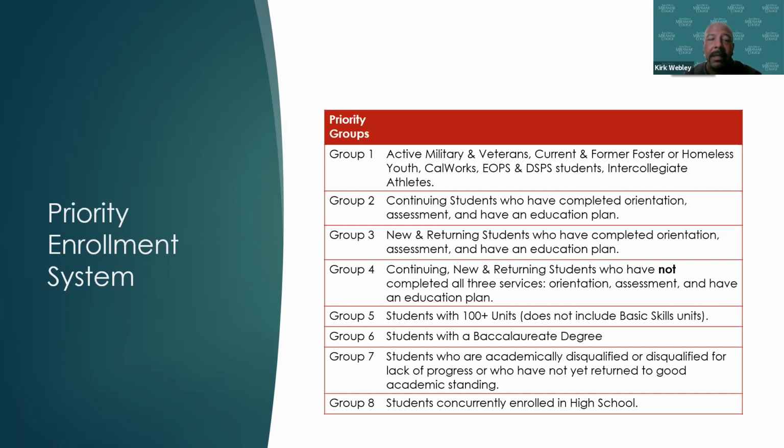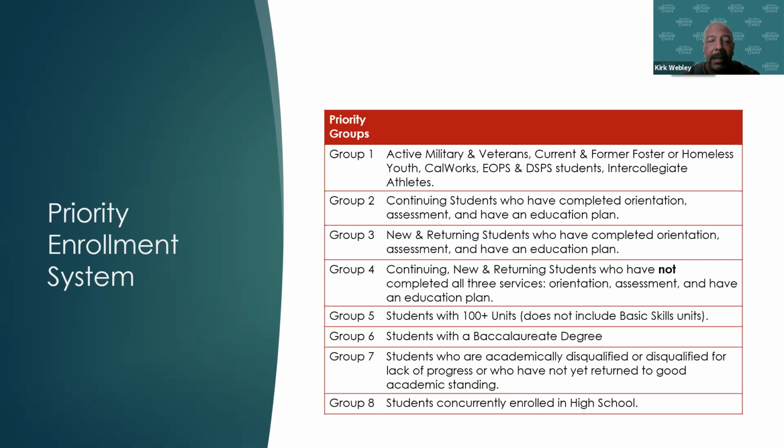Group 6 is for our students with a baccalaureate degree. Students who have fulfilled a bachelor's degree, who are returning back to the community college system, are placed in group 6. Group 7, students who have been academically disqualified or disqualified through lack of progress, and have not yet returned into good standing. So if you are any part of group 1, 2, 3, 4, 5, 6, but you've been disqualified, you will go to group 7.